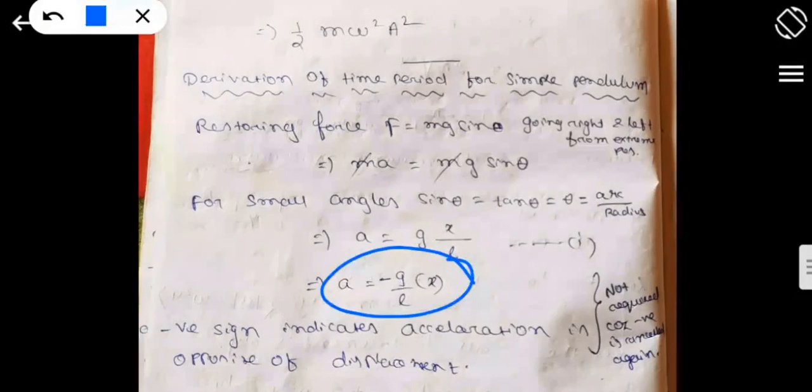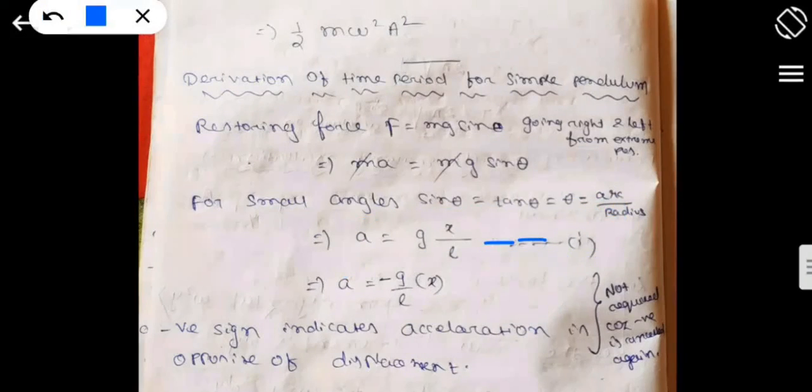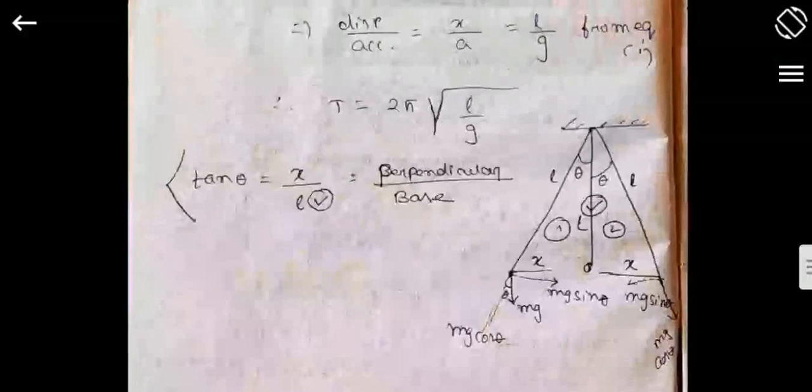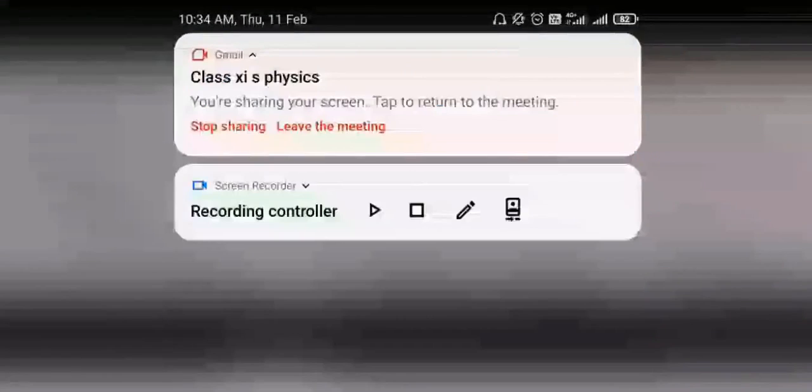Minus g by l into x, but we are not taking the negative here in the equation, as we are going to proceed with the equation further. So let us take it as equation number 1, without direction, the magnitude value. I have also written that the negative sign indicates acceleration is opposite to the displacement, right? Till now we have found the formula, minus g by l into x.